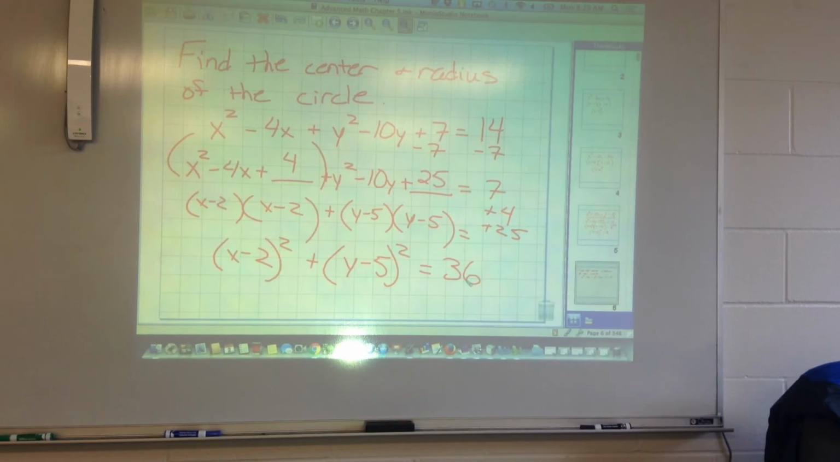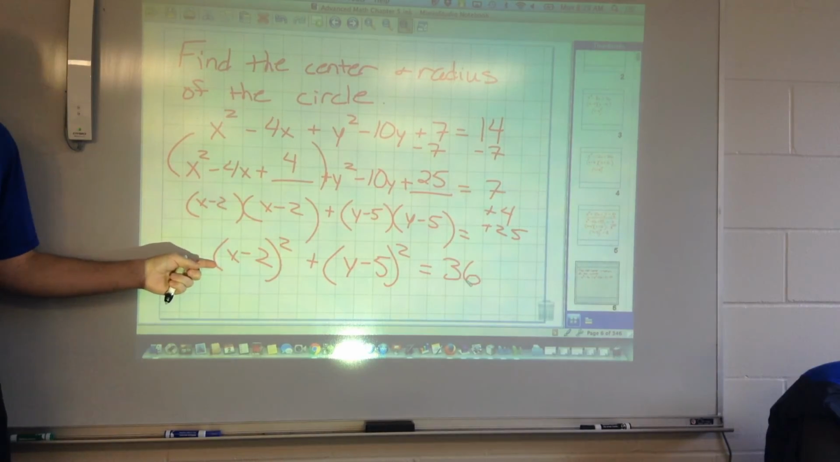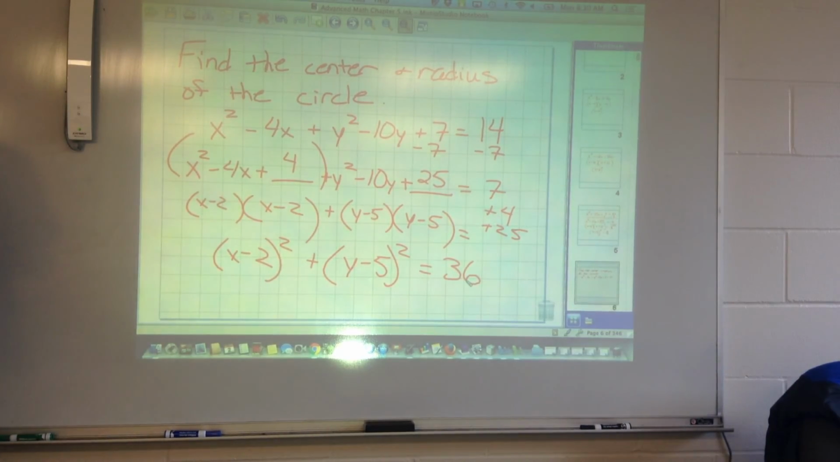Do we have to move the radius back to where it needs to be squared, or can we just leave it like that? You mean, we have to write 6, or can we just leave it as 36? If the directions say to write the equation in standard form, here's your answer. Okay. If the directions say, tell me what the radius of this circle is, your answer would be 6. Okay? Good question. Any other questions?